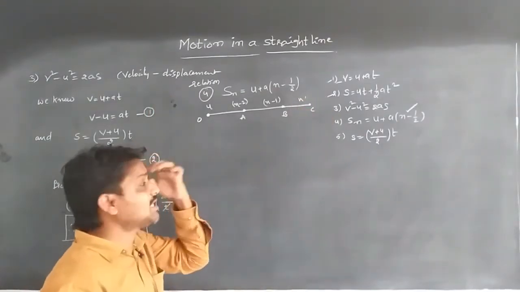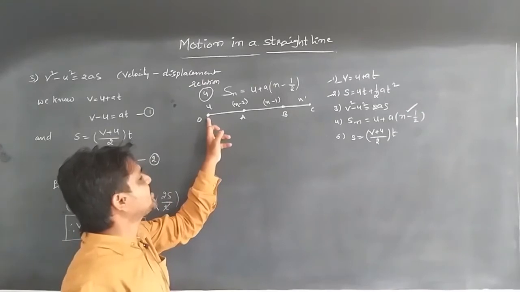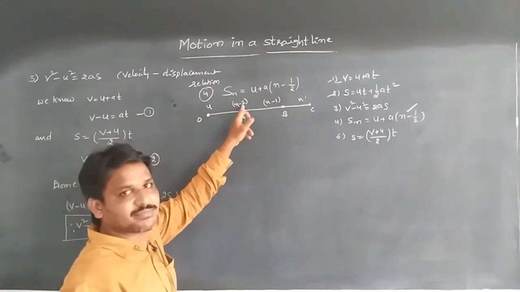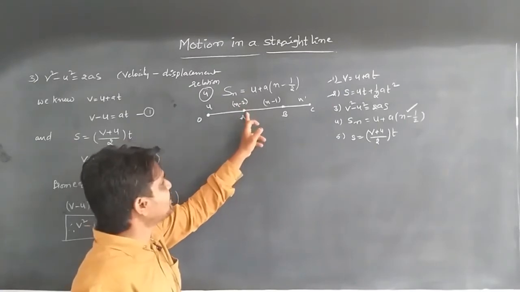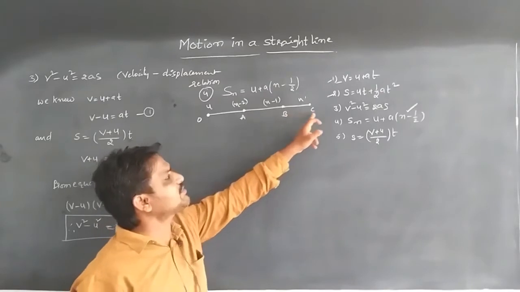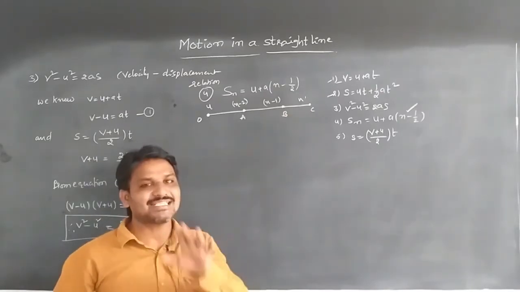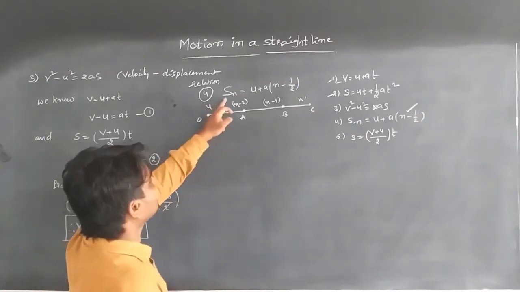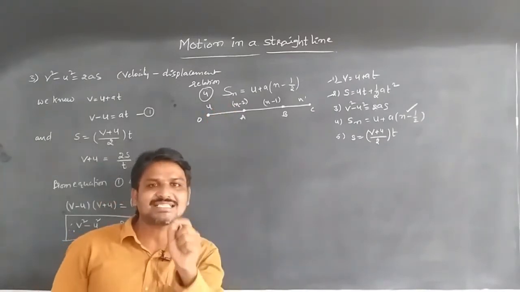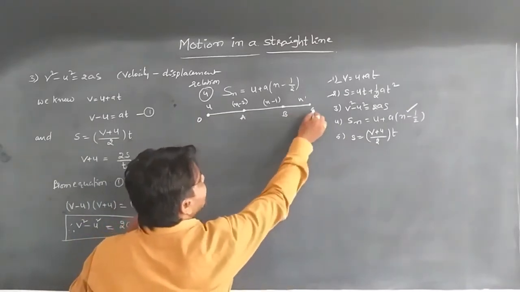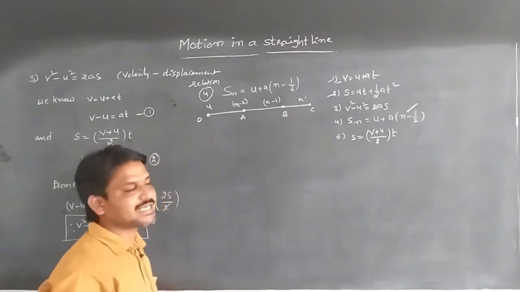Means the time taken to travel from O with initial velocity u to A is n minus 2 seconds, and the time taken from A to B is n minus 1 seconds, and from B to C, that is n seconds. So we want to know the relation Sn, which means the distance at nth second. The distance at nth second is BC.